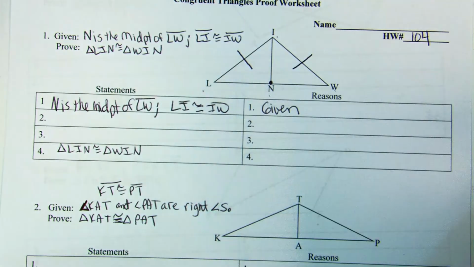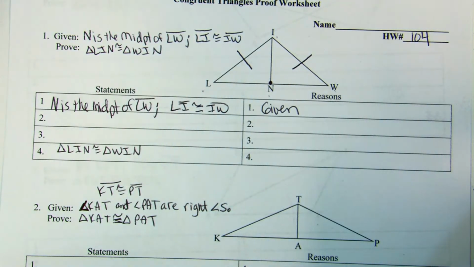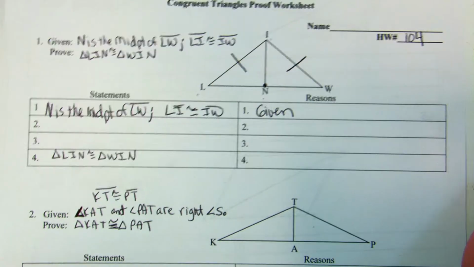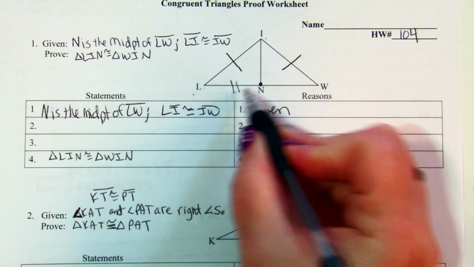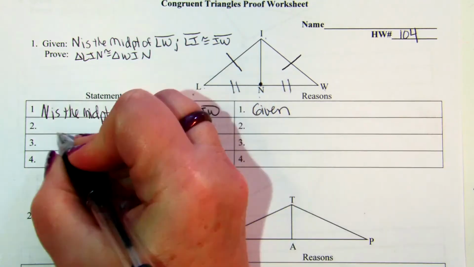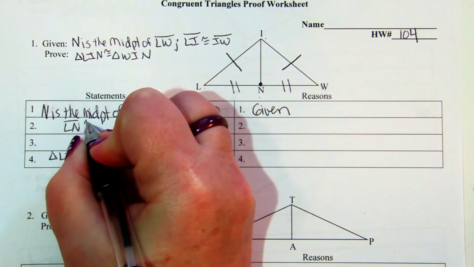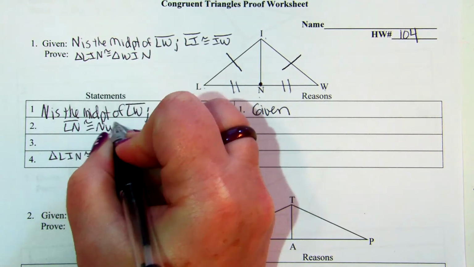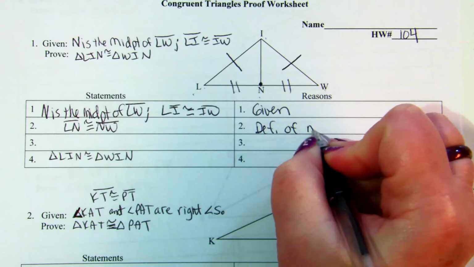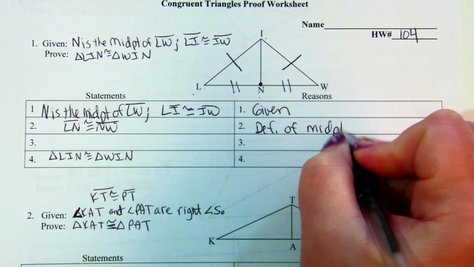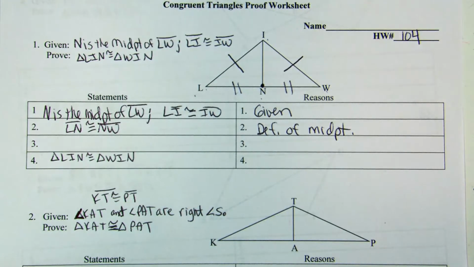I want to say, who can tell me which segments are congruent? But you can't talk back to me. So which segments are congruent? LN and NW. So LN is congruent to NW by definition of midpoint. The midpoint of a segment is the point that divides a segment into 2 congruent segments.